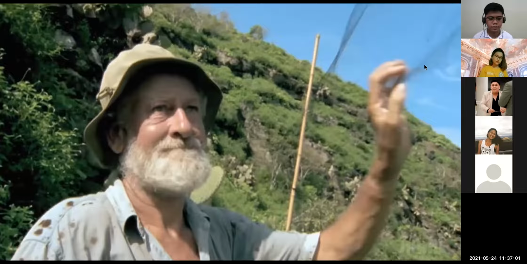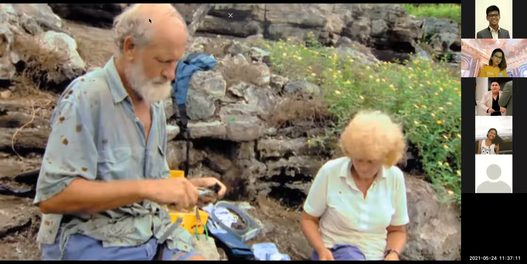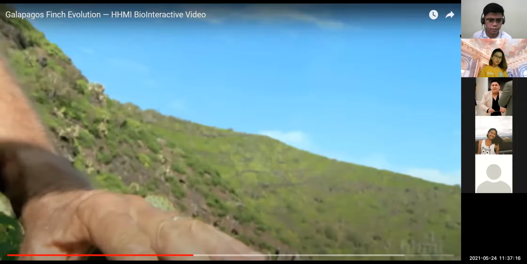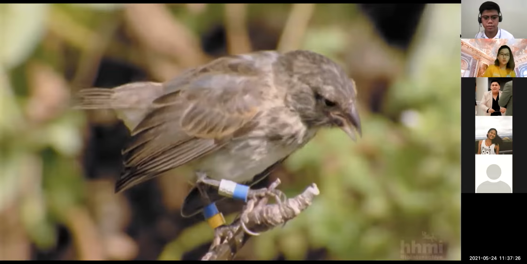They rose at 5:30 each morning to net the island's medium ground finches. They measured the size and shape of each bird's beak, the bird's weight, and they tagged them for identification. The male is 17,418. Year after year, they returned, at times tracking over 1,000 finches.